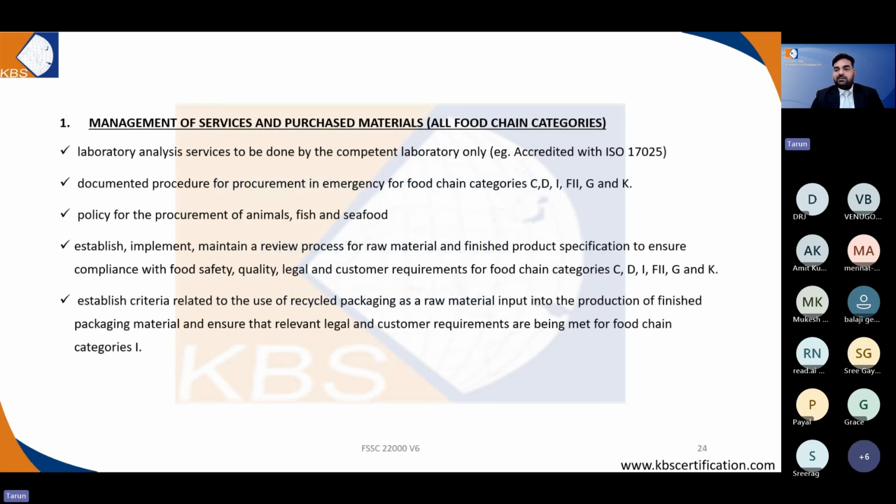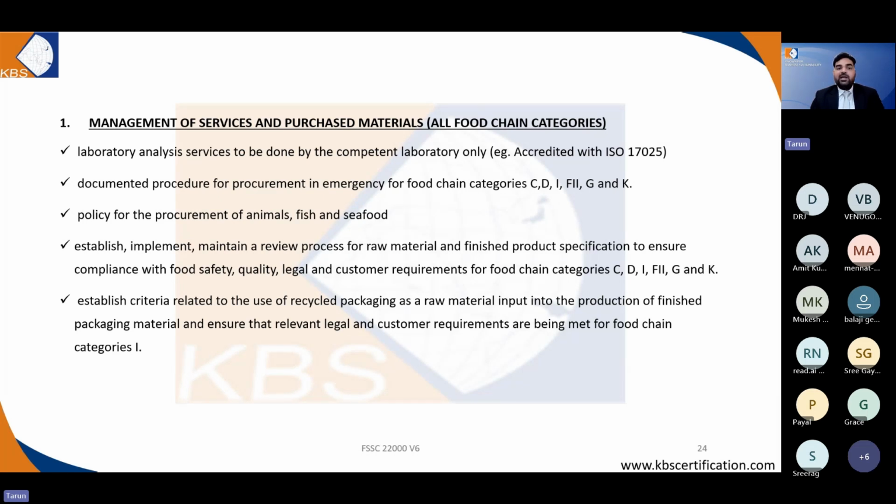When you are having a FSSC 22000 standard, it says the first requirement is management of services and purchase material. It is applicable for all the categories. You need to have a management of services. When you say you have an ISO system, it may be fulfilled when you show them your supplier is ISO certified, or FSSC certified, or HACCP certified. But in this standard, they are going into more detail.